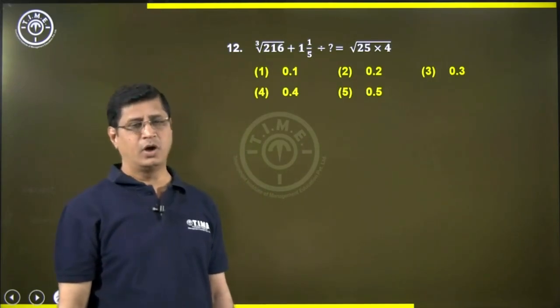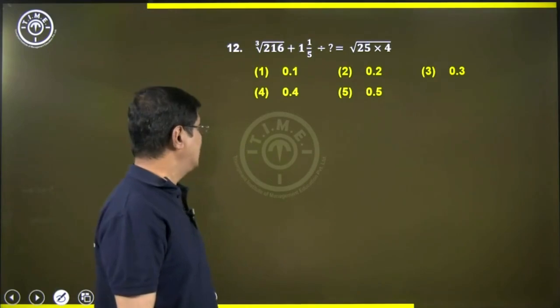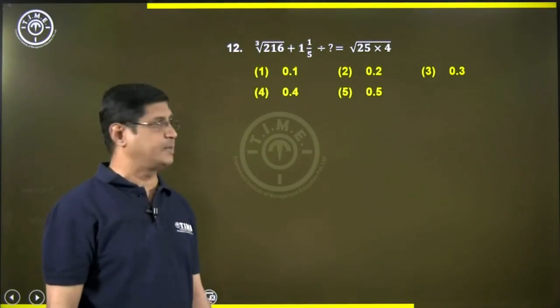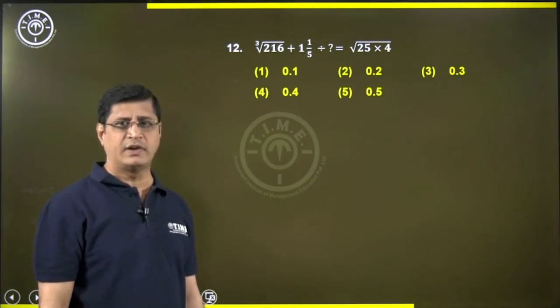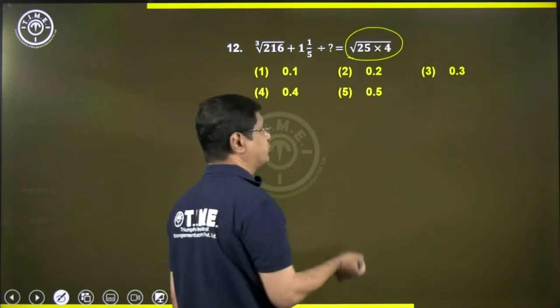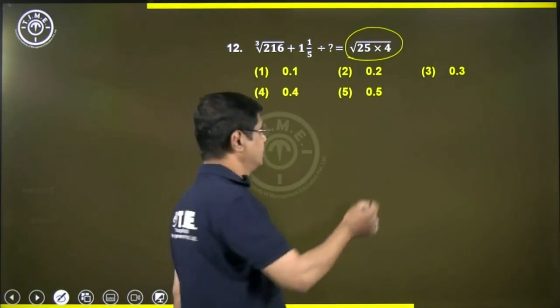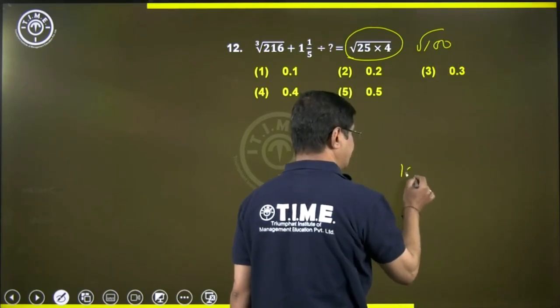Now next example on your screen. Cube root of 216 plus 1 by 5 divided by question mark is equal to under root 25 into 4. On the right hand side, 4 times of 25 means 100. Now square root of 100 means that is 10.